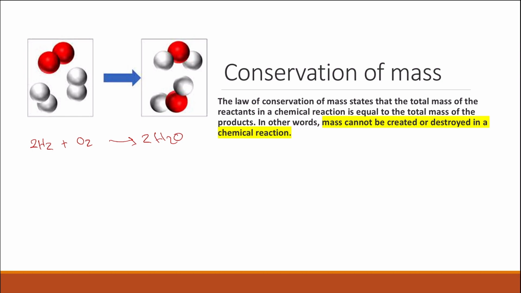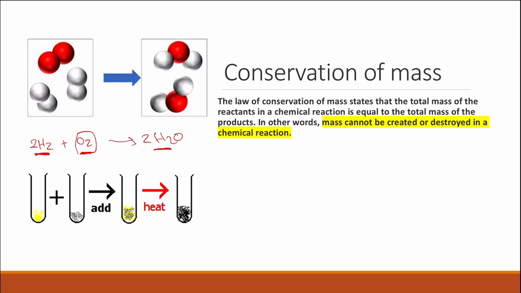So in a balanced equation, the number of atoms of each element will be the same on both sides of the equation. This is a balanced equation, and as you can see, there are four hydrogens on the left hand side of the equation for the reactants, and there are four hydrogens on the right hand side for the product, and there are two oxygens on the left hand side and two oxygens on the right hand side. So there is the same number of atoms on each side. That is why we need to balance a chemical equation, because no atoms are lost during a reaction.